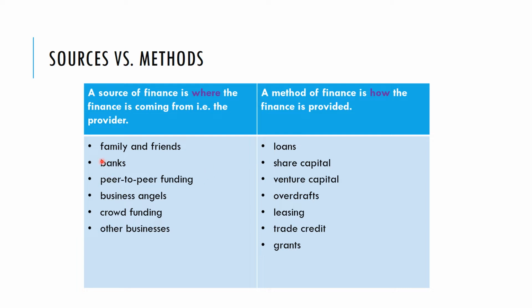So for example, a bank, the provider, might use a loan, the method, or family and friends, the provider, might use share capital, the method. So a source of finance is where the money comes from, and a method of finance is how it is transferred or introduced into the business.